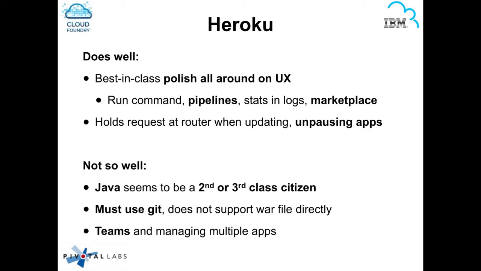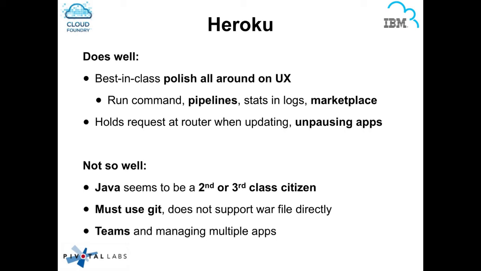Java just seems like a second or third class citizen at Heroku. The things that they had were out of date, and they didn't really have WAR support built in as a default. I heard from Romney Voss that they have a plugin that you can use if you're willing to use Java 6, but that's not really something that people want to do anymore. You have to use Git, so you don't get to use other choices there. And their team support is pretty limited compared to the other platforms.